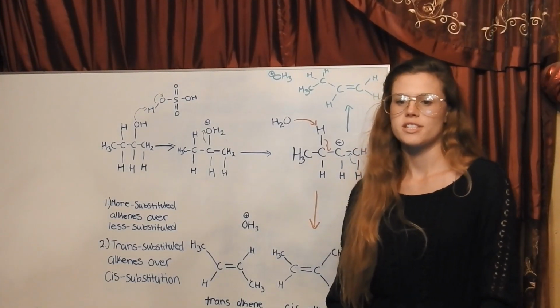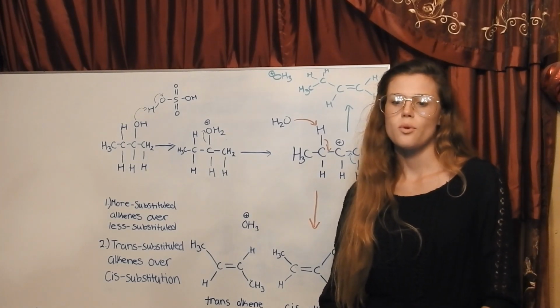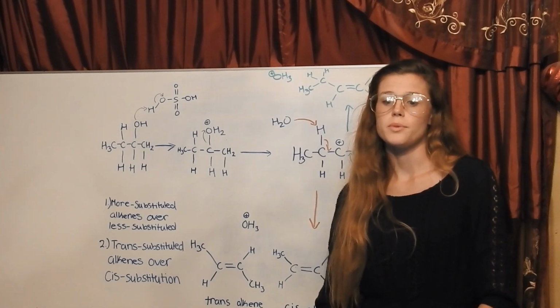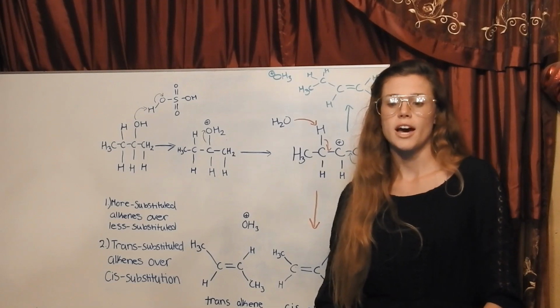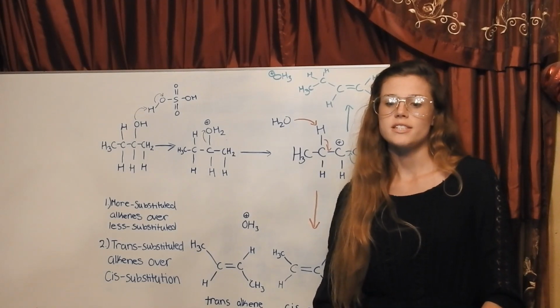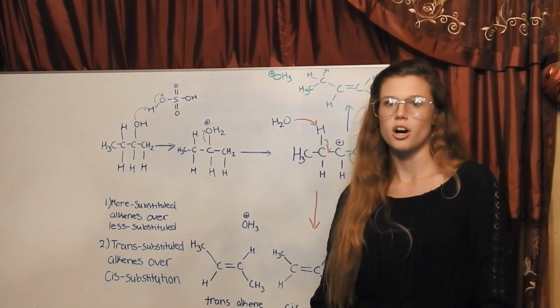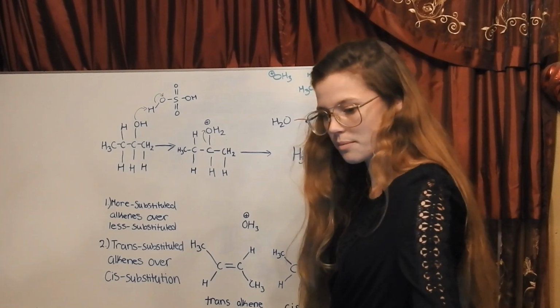Elimination reactions tend to follow Zaitsev's rule, which is to always form the most substituted alkene, meaning we remove a proton from the carbon with the fewest attached hydrogens, because an alkene's stability increases as we increase the number of attached carbons. So we're going to look at an example.